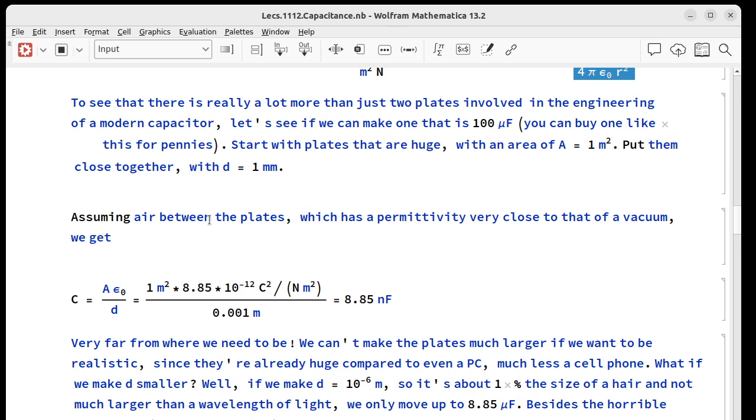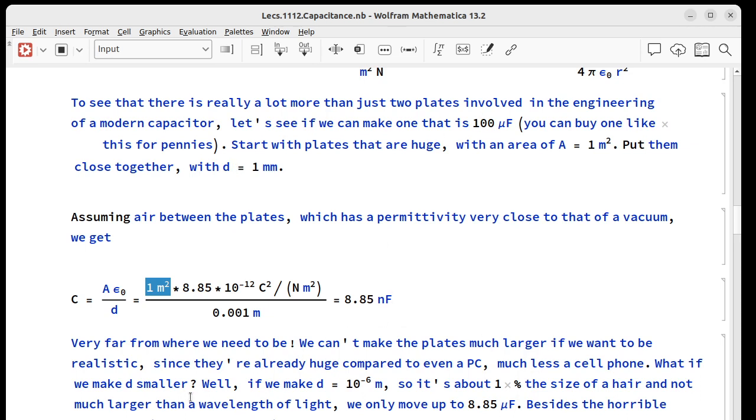If we have air between the plates, the permittivity of air is pretty darn close to the permittivity of a vacuum, so usually we just don't bother changing this, we just use the vacuum value. So we plug in our numbers, and notice we have to have the same units for everything, since our epsilon naught has meters squared for units, our little d has to be in meters, and our area has to be in meters squared. Anyway, we do this math and we get 8.85 nanofarads. This is very far from where we need to be if we're trying to get 100 microfarads. This is a tiny, tiny fraction.